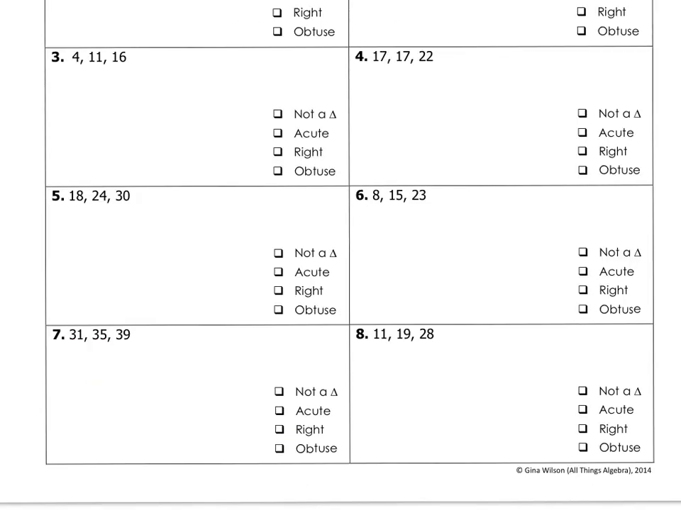So let's look at number 3, for example. I have to determine, is it a triangle? I have 4 and 11 being the shorter 2 sides. So 4 plus 11, what's that relationship compared to 16? I have 15, which is less than 16. Therefore, I don't have a triangle, so I cannot classify it.